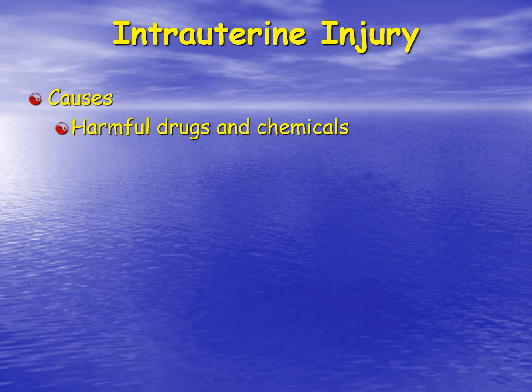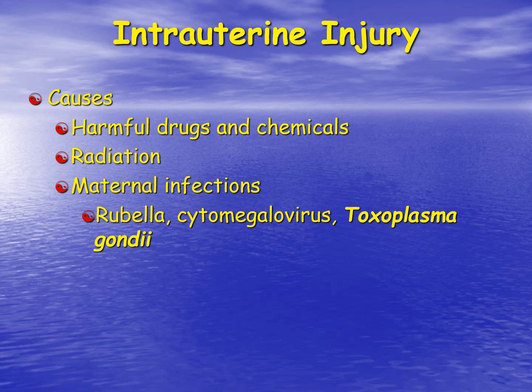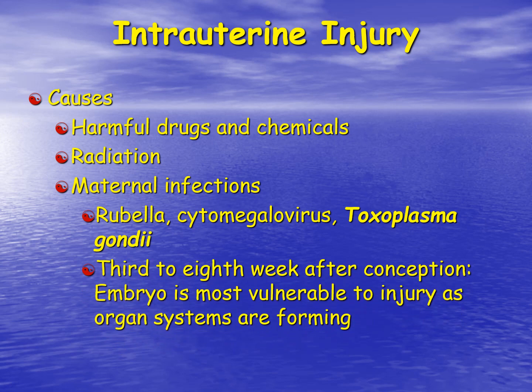So, what are some of the causes of intrauterine injury? Well, certainly harmful drugs and chemicals that the mother may be exposed to. Radiation, both ionizing and non-ionizing. Maternal infections, such as measles infection, or rubella, or cytomegalovirus, or Toxoplasma gondii, which is a protozoan parasite. The 3rd to 8th week after conception is when the embryo is the most vulnerable to injury, as all of the major organ systems are forming during this embryonic period.